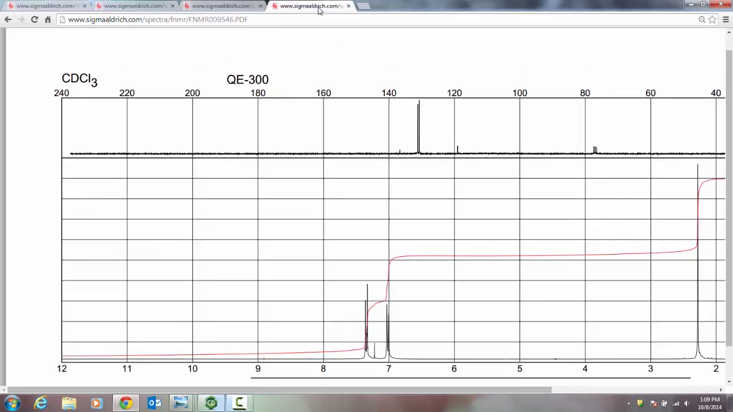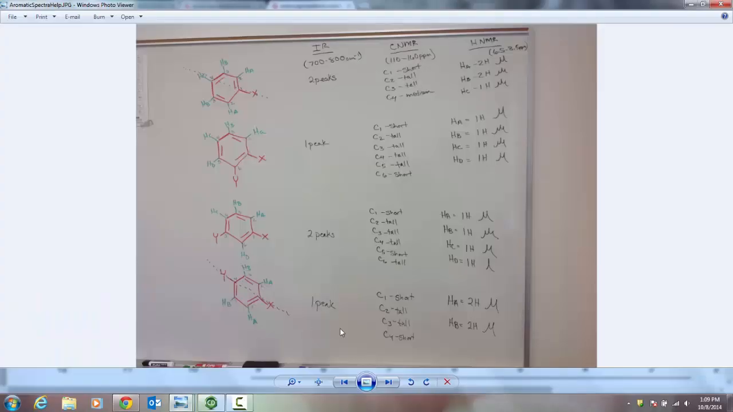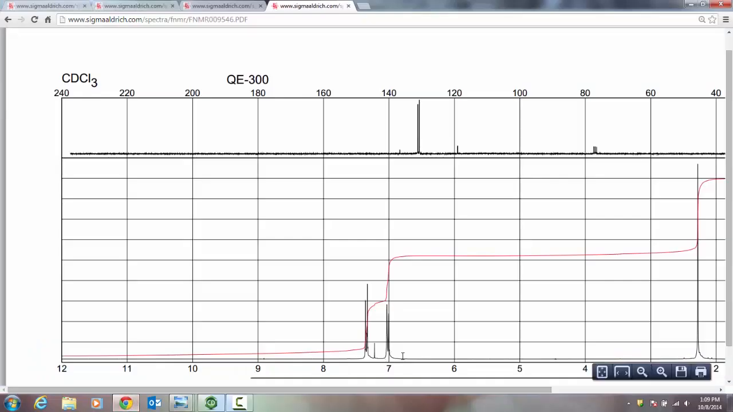Okay, back to para for real. So para substituted ring, 2 shorts and 2 talls, which is what we are expecting from the carbon NMR. Proton NMR should have 2 signals, each of them integrating for 2, and each of them should be doublets, which is what we do see here. So this integrates for 2, this integrates for 2, and each signal by itself is a doublet. Just in case you're wondering, this little guy right here is from the solvent, so you would ignore that one.